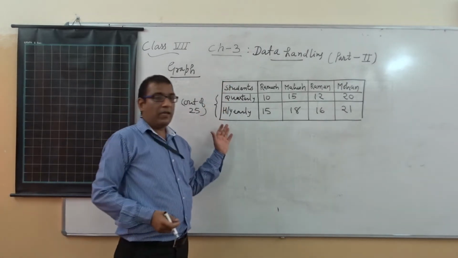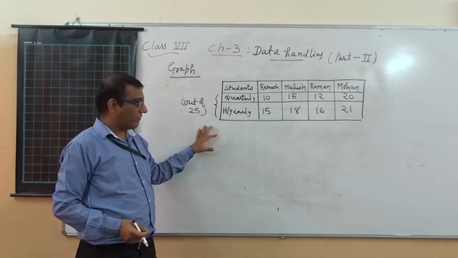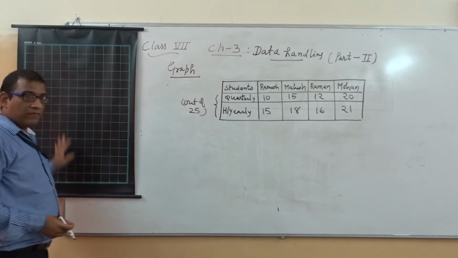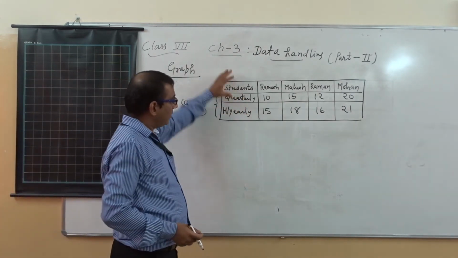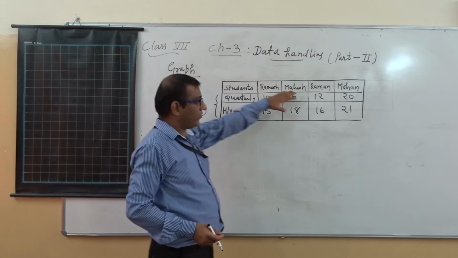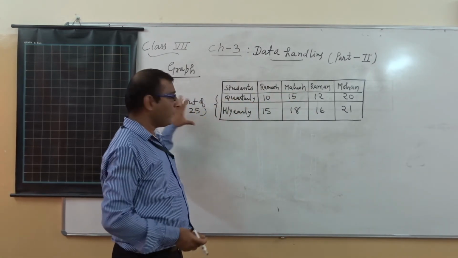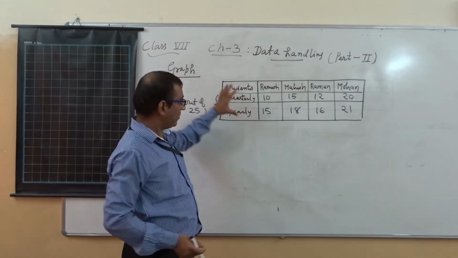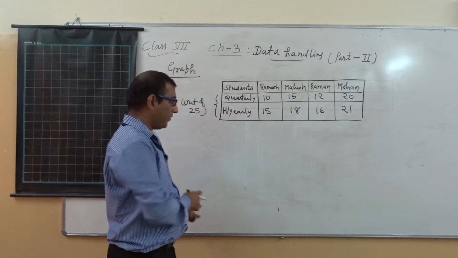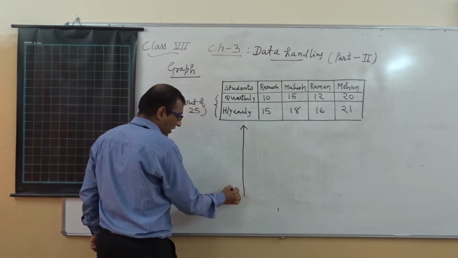So how can we denote or indicate this type of information on a double bar graph? Again, we will take the same type of bar graph, and as you see here, the first row is related with the four students, and the second and third rows are related with their marks out of 25. So how can we plot this situation on the graph paper? So again, I will take horizontal and vertical axis.